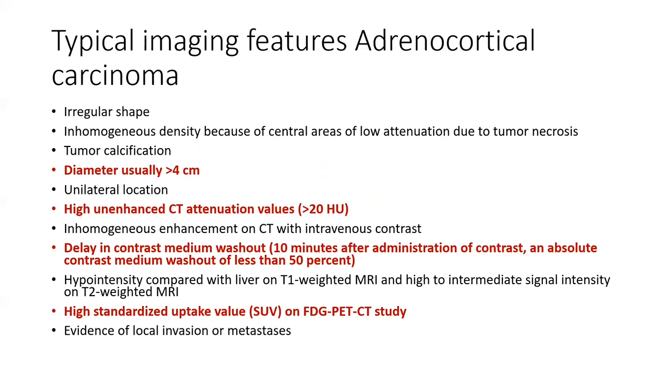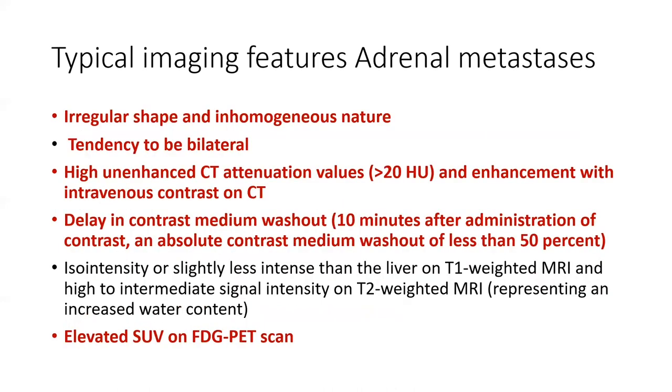About adrenocortical cancers, as I mentioned, irregular shapes, inhomogeneous densities, tumor calcification, diameter more than 4 cm, unilateral location, usually CT attenuation value of more than 20 on an unenhanced CT scan, delayed contrast washout of less than 50% at 10 minutes. There will be hypo-intensity compared with liver on T1 weighted MRI and high to intermediate signal intensity on T2 weighted MRI. There will be a high standardized uptake value, we call it SUV, on FDG PET CT study. And there can be evidence of local invasion or metastasis.